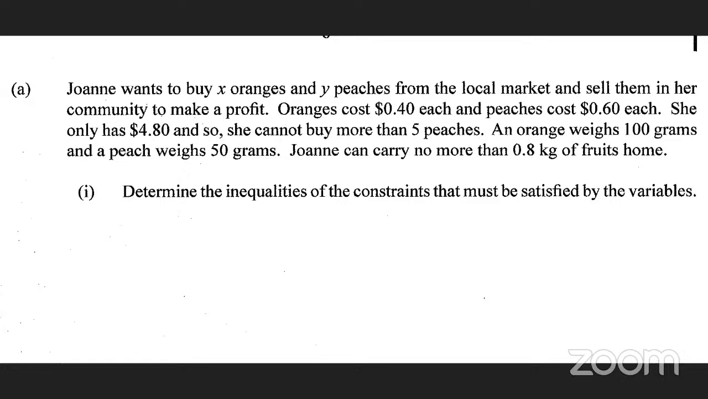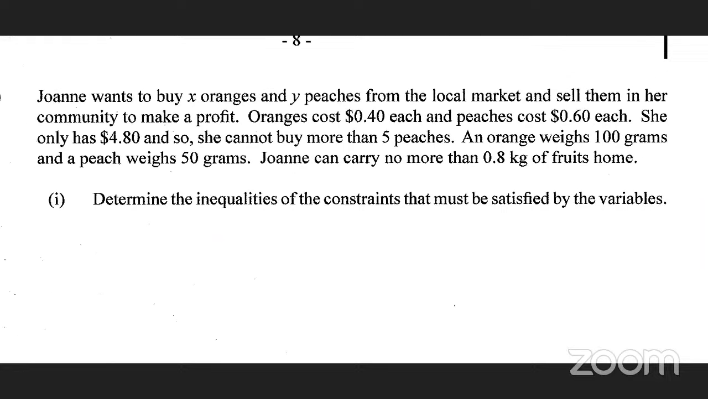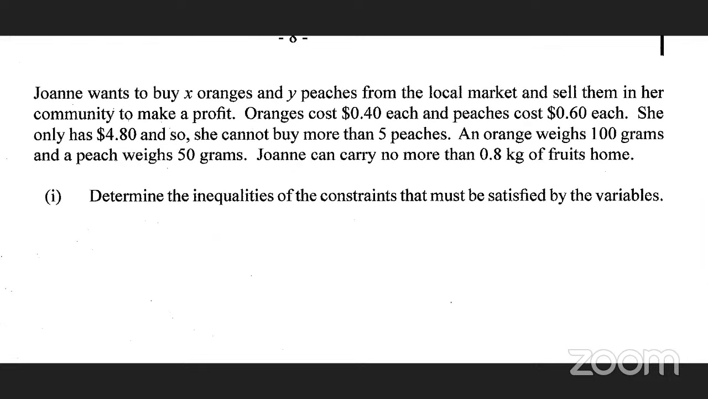So we can set up the optimization equation there, all right? But let's check out the inequalities. She has only 480, so she cannot buy more than 5 pieces. The orange weighs 100 grams, the peach 50 grams. She cannot carry more than 0.8. Okay, so let's get the inequalities.